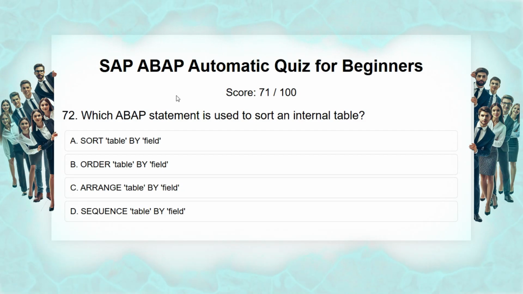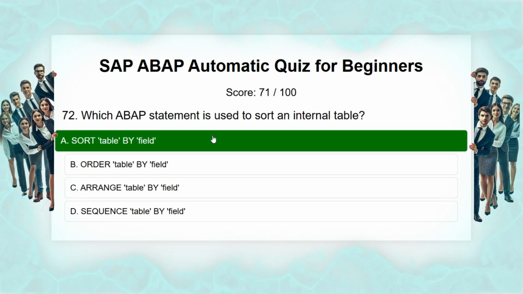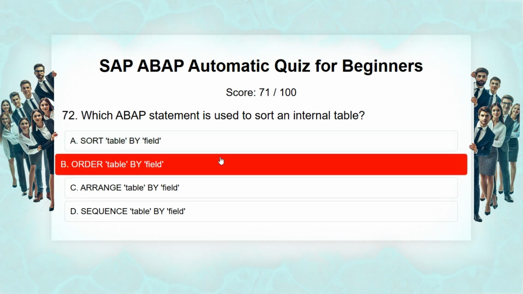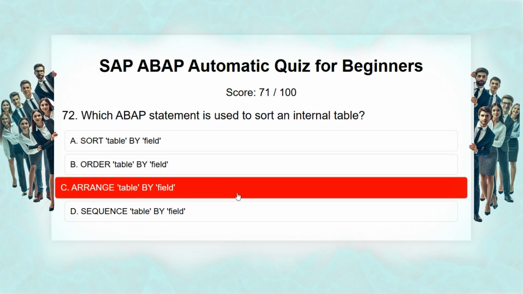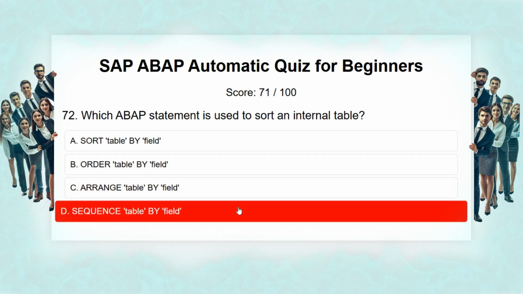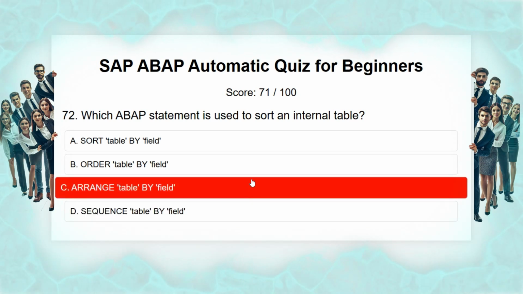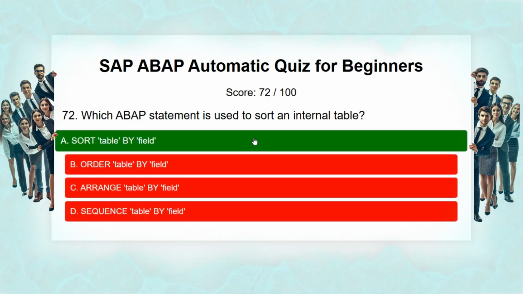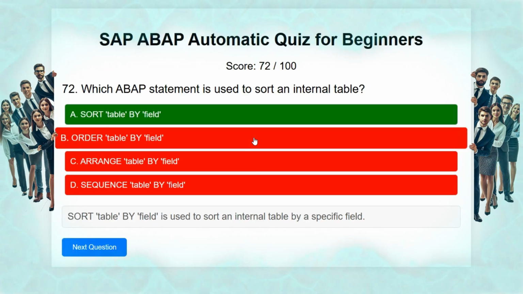72. Which ABAP statement is used to sort an internal table? A. Sort table by field. B. Order table by field. C. Arrange table by field. D. Sequence table by field. Correct answer. Sort table by field is used to sort an internal table by a specific field.